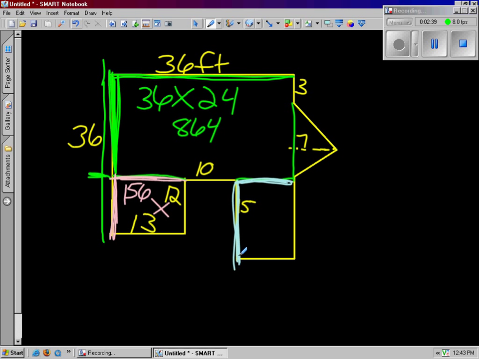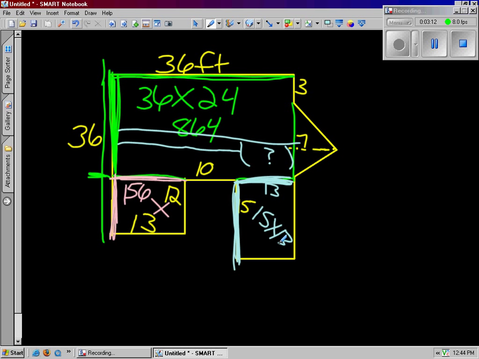Right? I know this is 15 here, but I don't know this side. But I do know the whole thing is 36 feet. I know from here to here is 13, and there's another 10, and then this is my question mark piece, right? So to find the width of that rectangle, I'm going to take 36 minus 10 minus 13, and that's going to give me 13. So this rectangle is 13 feet wide. So the area is going to be 15 by 13, and 15 by 13 gives me 195 square feet.